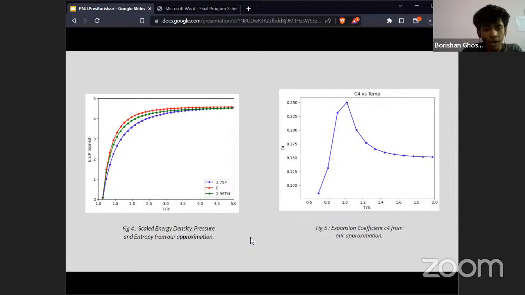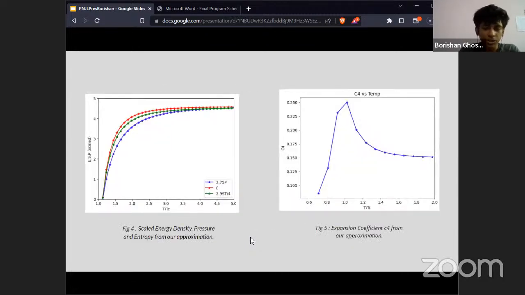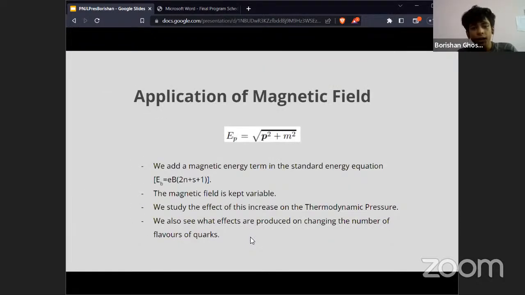Remember, let's go back to the original graphs and compare this to our approximation. We see that there is incredible agreement with real life results. Now we see how our approximated model fares in a magnetic field.